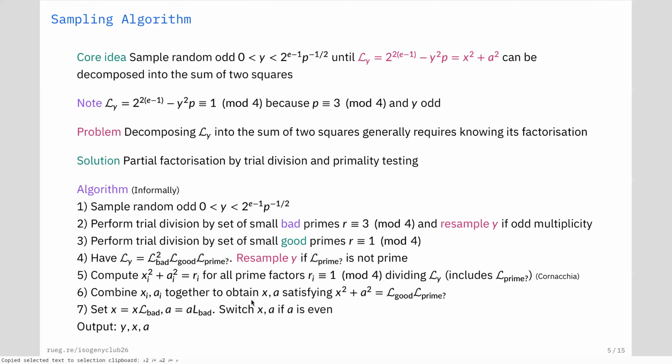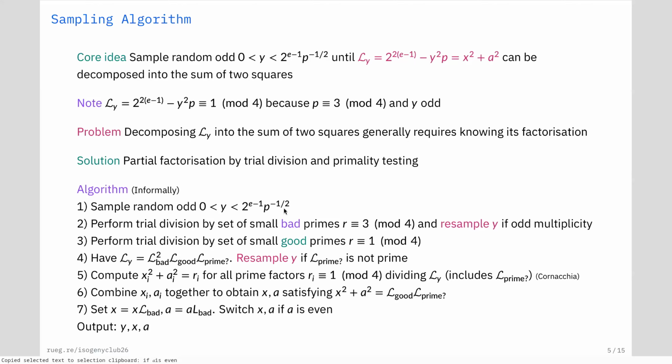So yeah, to be a bit more specific, the good primes we can decompose into the sums of two squares using Cornacchia, and then the bad primes appear with even multiplicity, so we can just multiply these into x and these into a to obtain a solution for x squared plus a squared equals Ly. For reasons that we'll see in a minute, it's good for a to be odd. So if a is even, we just switch x and a, right? Of course, if x squared plus a squared, yeah, we can choose which one's which.